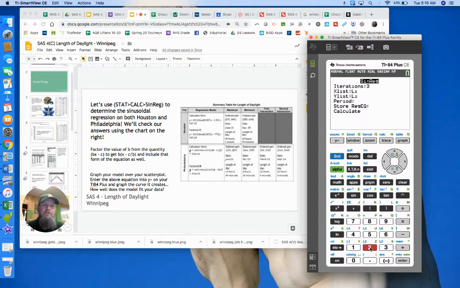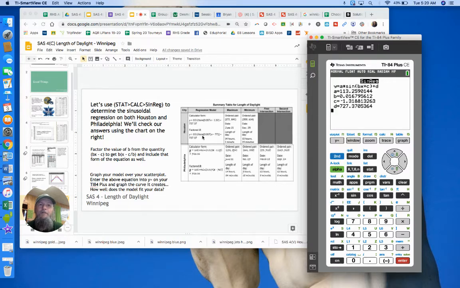I want L2 here, so I'm going to put 2. Then I'm going to scroll down until I get to calculate and hit enter. And then when I enter, I'm going to get this function: 113.259 times sine times the quantity 0.01679 x plus a minus 1.3188. And then at the end of that quantity, we're going to add 727.47. Now, if you look carefully, you'll see that that is exactly the calculator form we got.